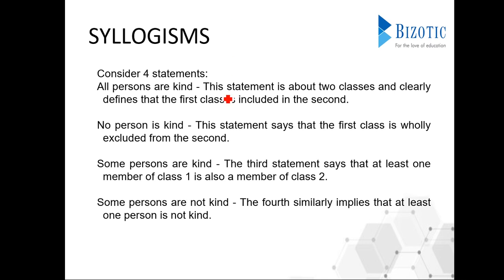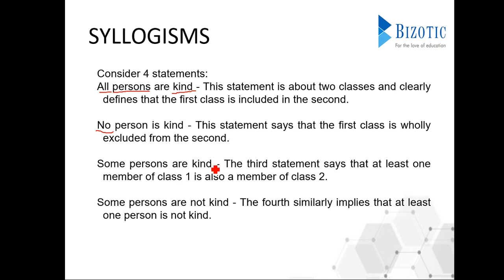Now here in the first statement, all persons are kind. This is about two classes, the first class person, the second class kind. So here it defines that the first class is included in the second because we have got all. Next statement, no person is kind. This statement says that the first class is wholly excluded from the second because of the presence of no.